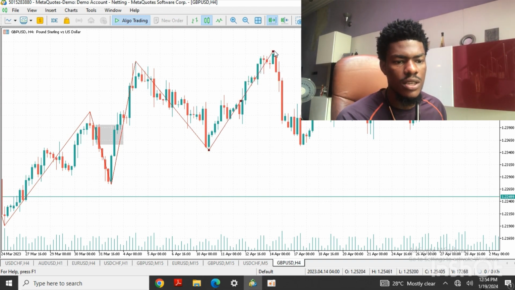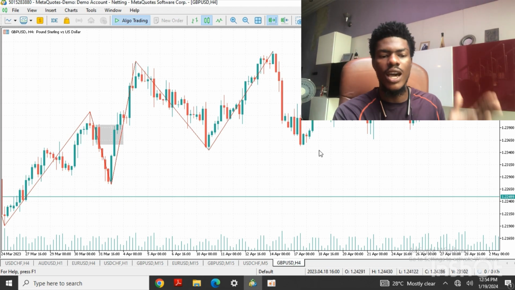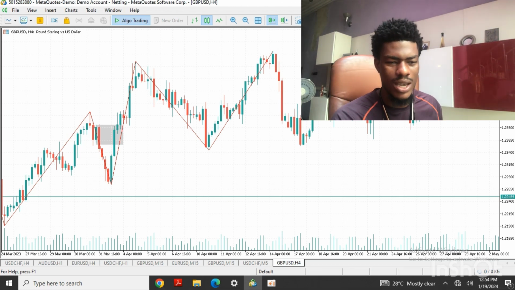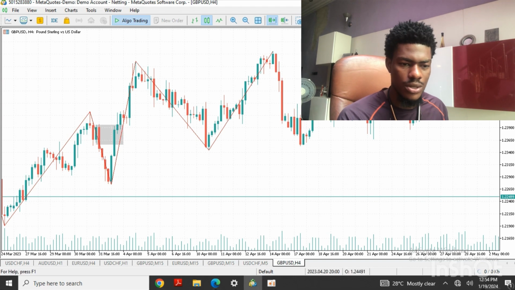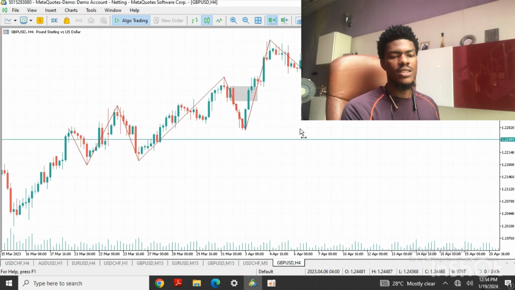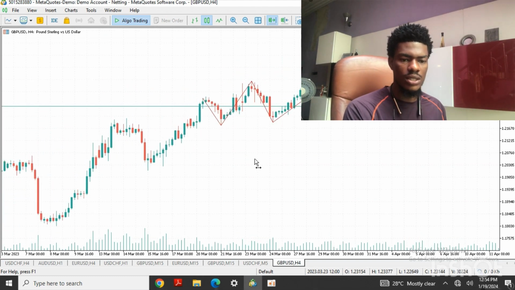Same goes to the change of character also. When the market closed and it did not close below the higher low with a candle body, it's not a break, it's not a change of market character. You're still in a bullish trend, you understand? So this happens, and that's how you read your market structure, basically, you understand?